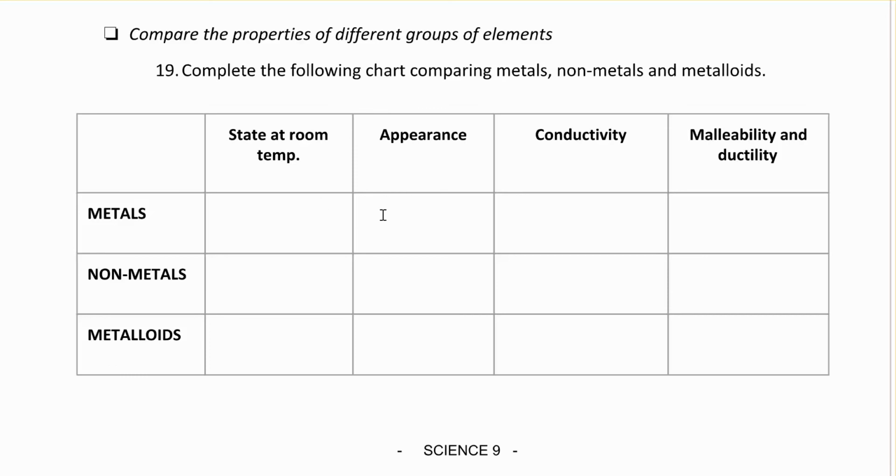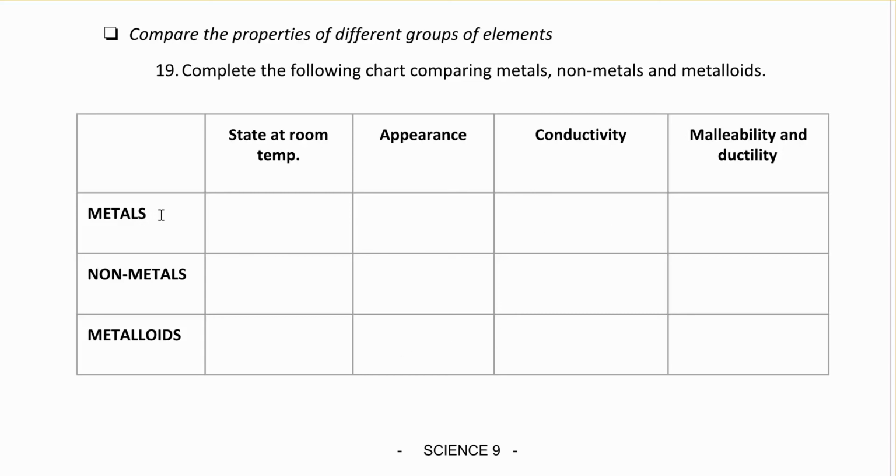Appearance: metals are shiny, just like you think of a sword or something, right? Metals are shiny. Non-metals are, we could say, dull. They're not very shiny at all. And metalloids are usually a dull or maybe shiny color. They don't really know which one they want to be.